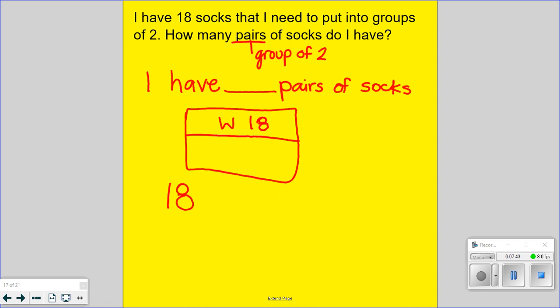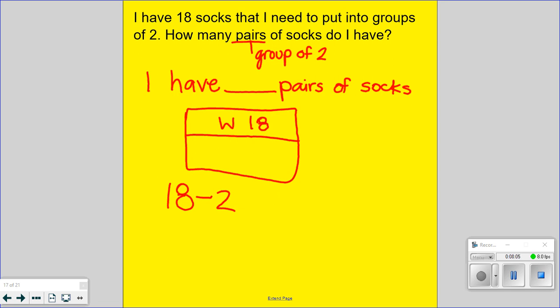Hang on. If I make one group, how many socks did I remove from that pile? If I make one group of socks, how many socks did I take away? Heidi? 2. I took away 2. I made a pair. Took away 2 socks.